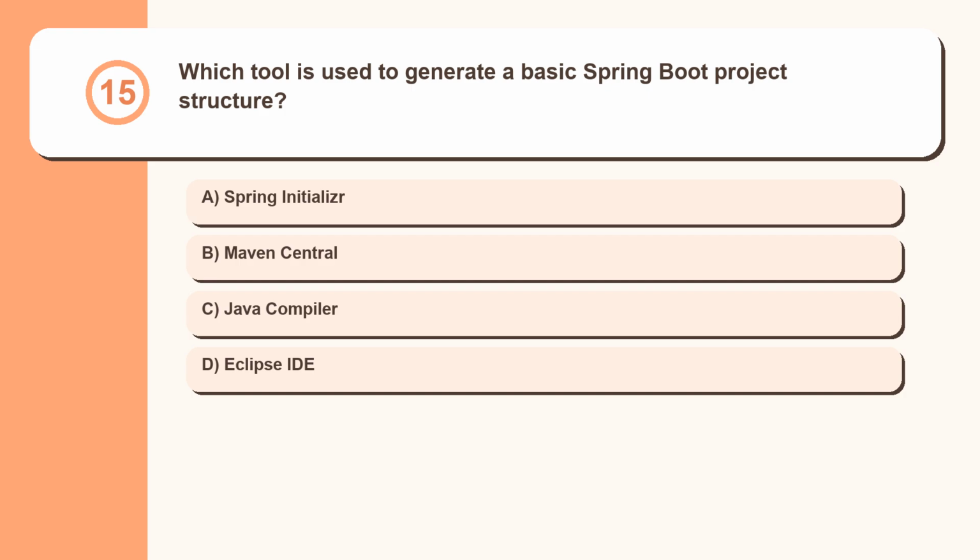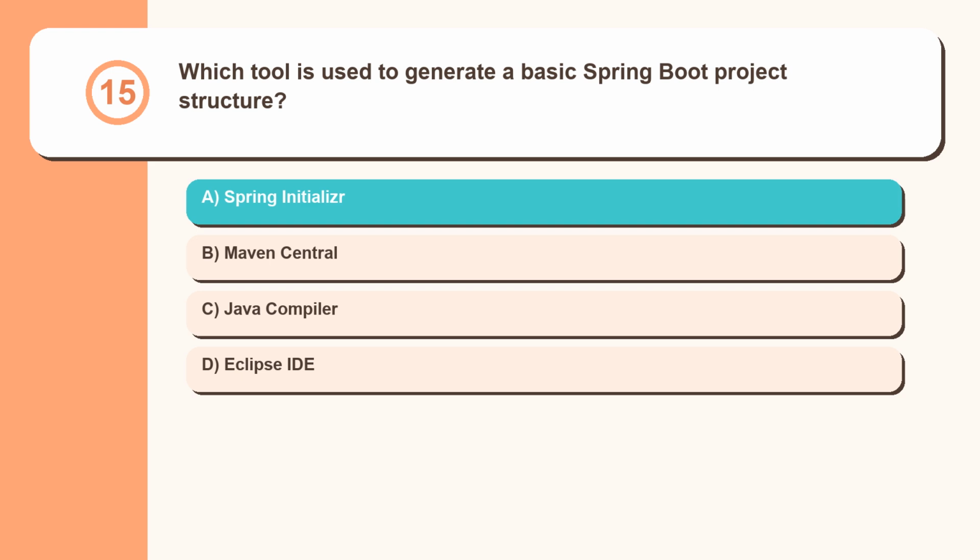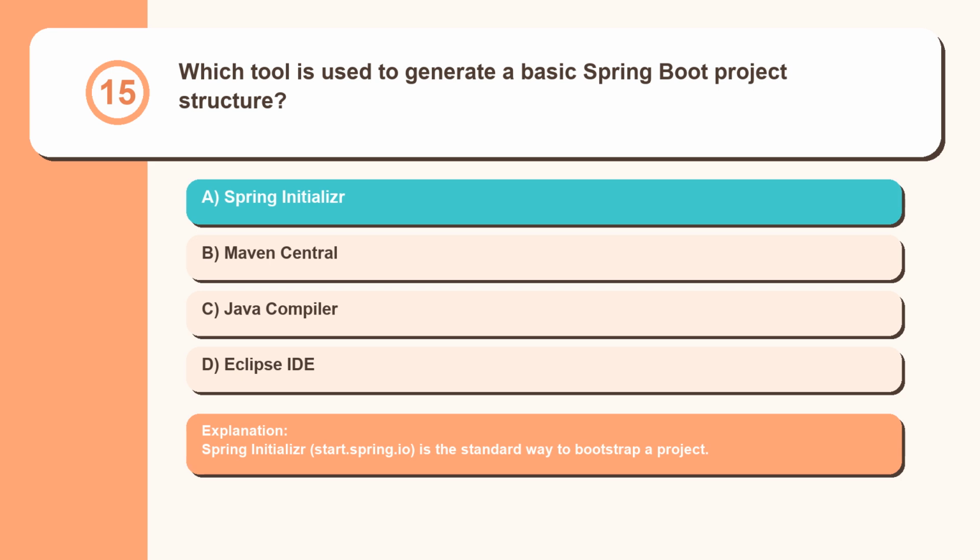Question 15. Which tool is used to generate a basic Spring Boot project structure? Spring Initializr, Maven Central, Java Compiler, Eclipse IDE. Spring Initializr, start.spring.io, is the standard way to bootstrap a project.